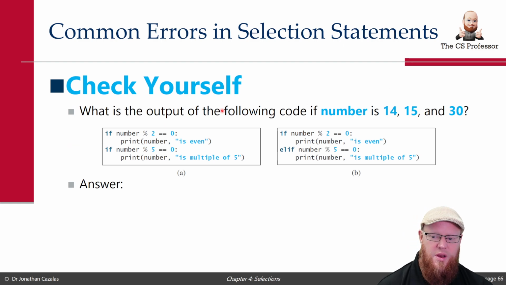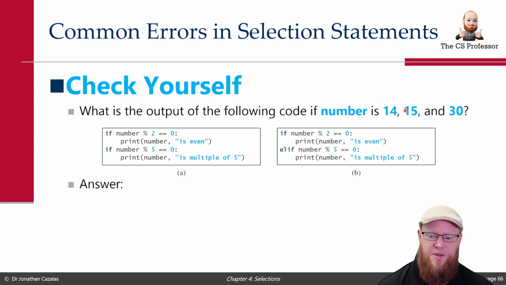So here it says, what is the output of the following if number is 14, 15, or 30? Let's look at 14. If number is 14, let's plug it in. 14 mod 2, it'll print it's even. Number mod 5, yeah, that's false, it's not a multiple of 5. These are two independent if statements. Now, here we have an if elif, number mod 2 equals 0. It is, that's even. We won't even execute the elif because we put this together as an if and elif, which is fine on this example.